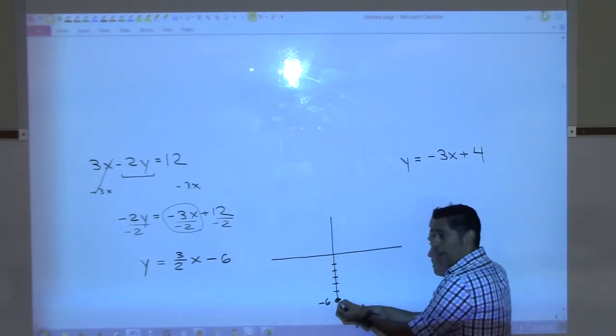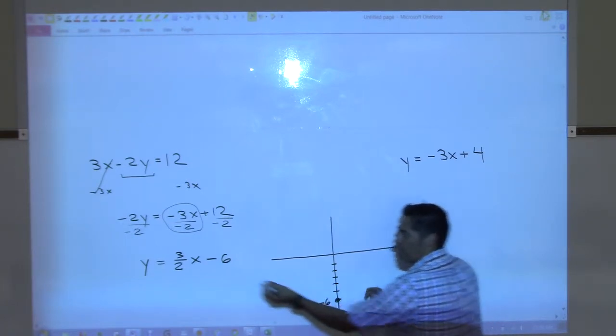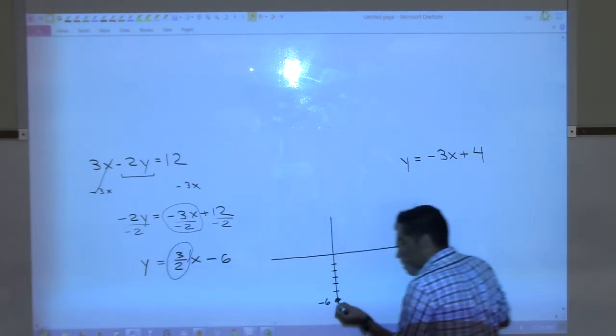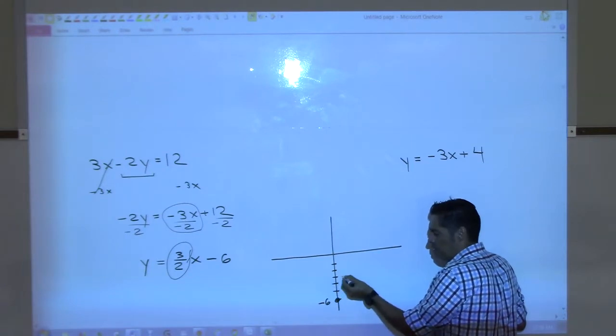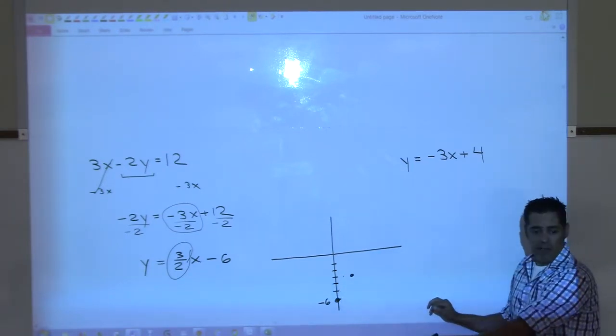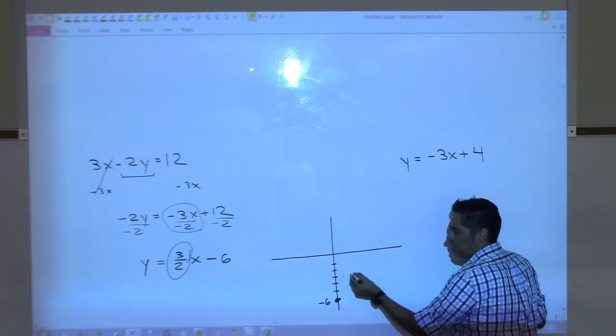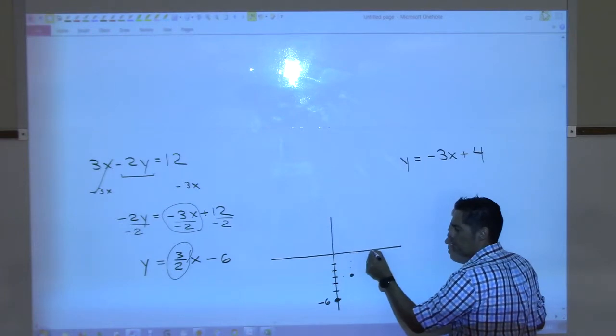And then from that point, where am I headed? Up 3 over 2. So I'm going to use the rise over run here. Up 3, 1, 2, 3, over 1, 2, and there I am. And then I could draw a straight line, right? Now let me do it one more time. Let me go up 3 and over 2 again. 1, 2, 3, over 1, 2.